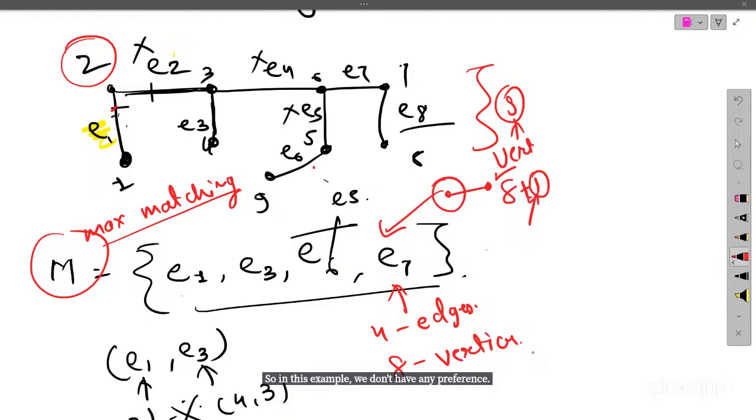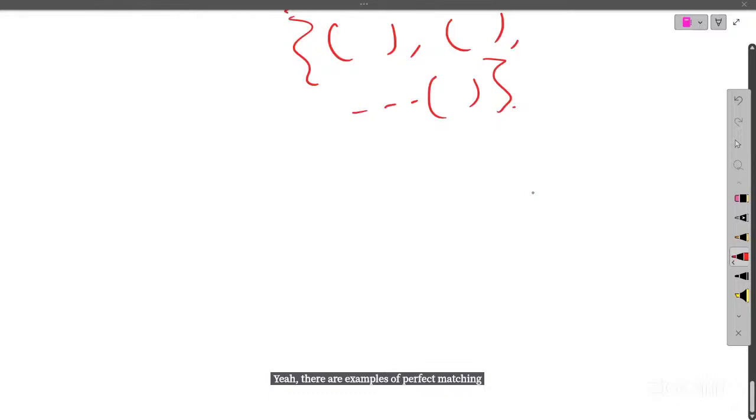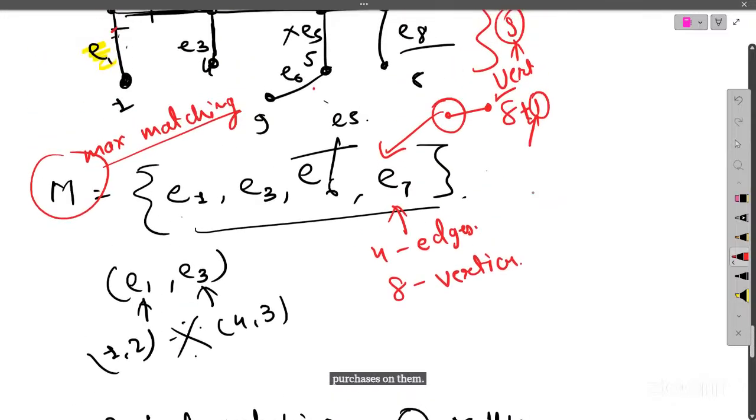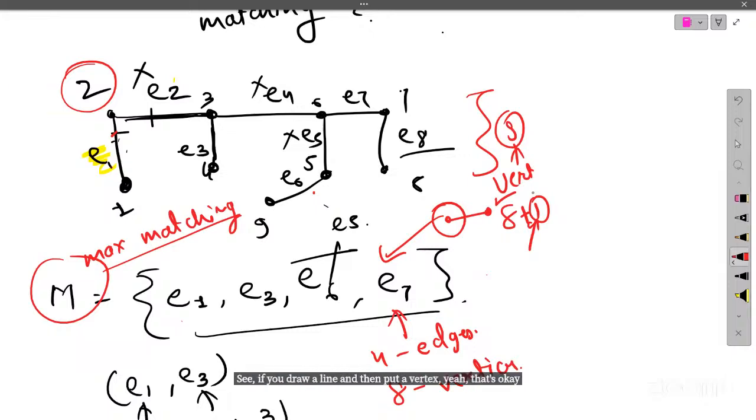Ma'am, any particular example of perfect matching? Yeah, there are examples of perfect matching. Ma'am, for 5 matching, we can draw a line and put vertices on them. Sorry, ma'am, what? If we draw a line and put vertices on them, then I think we can find a 5 matching with no vertex left. I don't think so because, see, if you draw a line and then put vertices, that's okay. It's up to you, whatever method you want to apply. But I don't think so in this case.